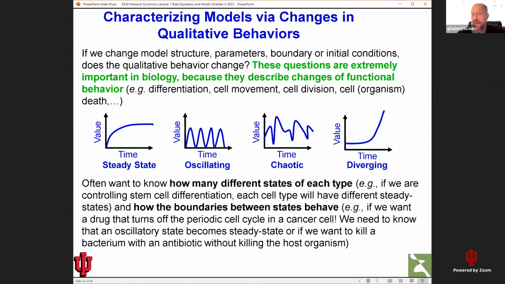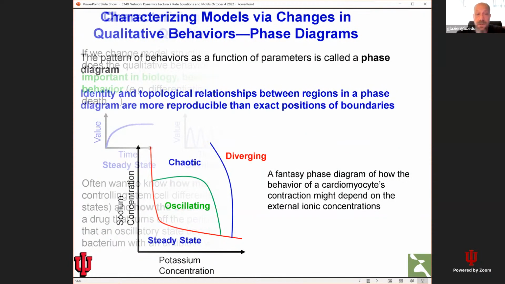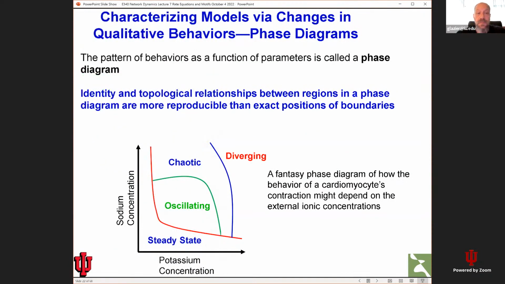And these are typically very important because they're going to describe things like differentiation, movement, cell division, death, birth. And so if we're able to describe the qualitative behaviors of a system as a function of the parameters in our model, we have understood a lot about how that model works. And so the fundamental thing that we talk about there is what's called the phase diagram: the pattern of behaviors as a function of the parameters.